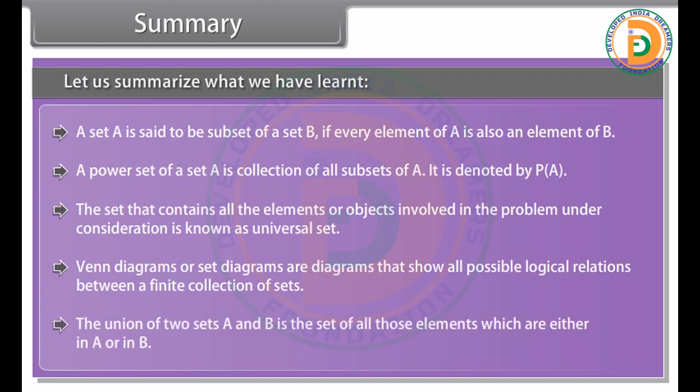The union of two sets A and B is the set of all those elements which are either in A or in B.